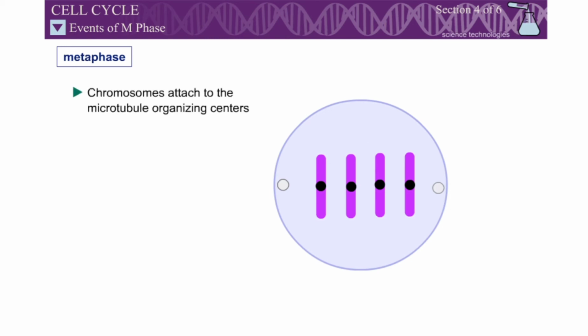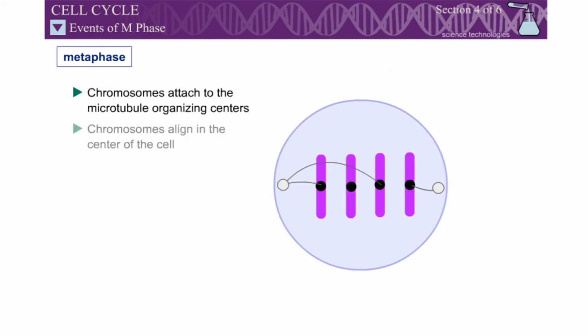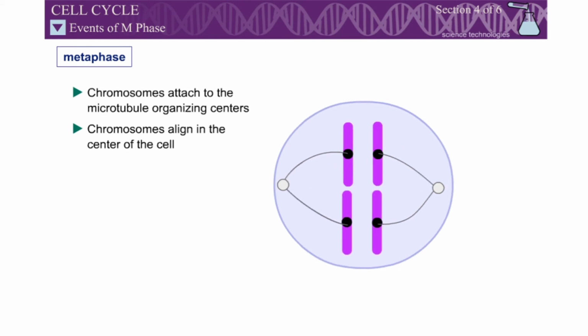In metaphase, long fibers called microtubules emanate from microtubule organizing centers that are located at each pole of the cell. The two kinetochores at the centromere of each linked sister chromatid pair attach to opposite poles of the cell. This is called bivalent attachment, and it ensures that each daughter cell will receive exactly one pair of each chromosome. The microtubules then begin to pull the sister chromatids toward each pole.